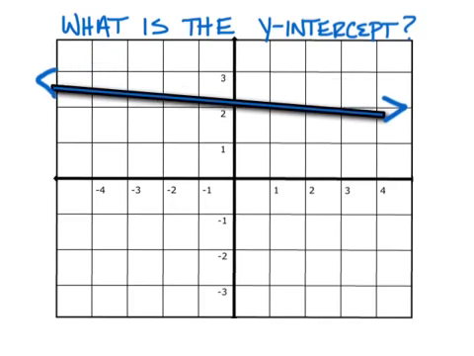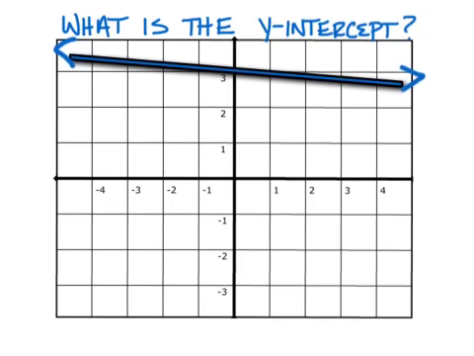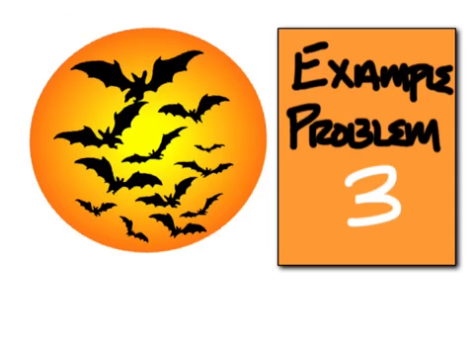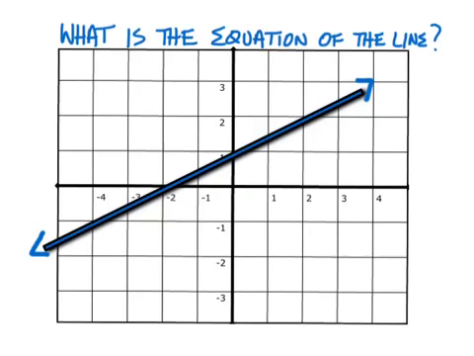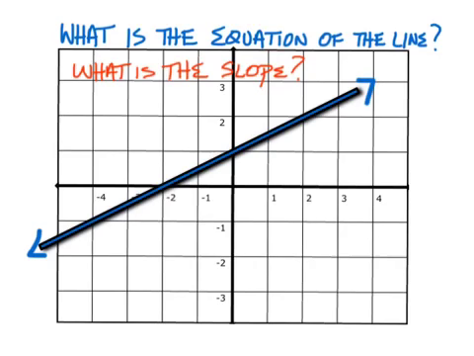What is the y-intercept of this graph? I want to write. The y-intercept is 3. It crosses the y-axis at 3. Example problem number 3. What is the equation of the line?